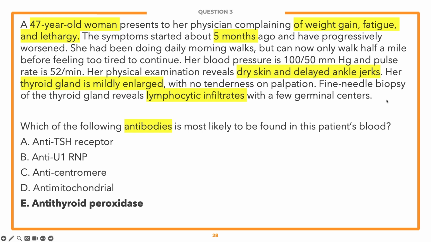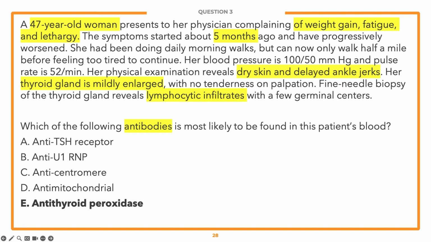As we know, Hashimoto's is a thyroiditis, at least inflammation and destruction of the thyroid. So that's why we see these lymphocytic infiltrates inside the thyroid when we take a biopsy of it. Another thing we can see in this situation is a transient hyperthyroid state followed by a late onset hypothyroid state. So she's been having it for about 5 months and it's progressively worsening. So it's been going on for a while.